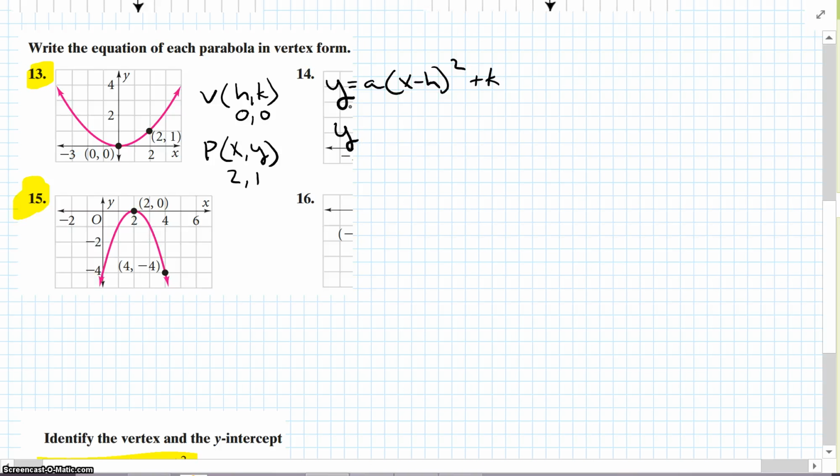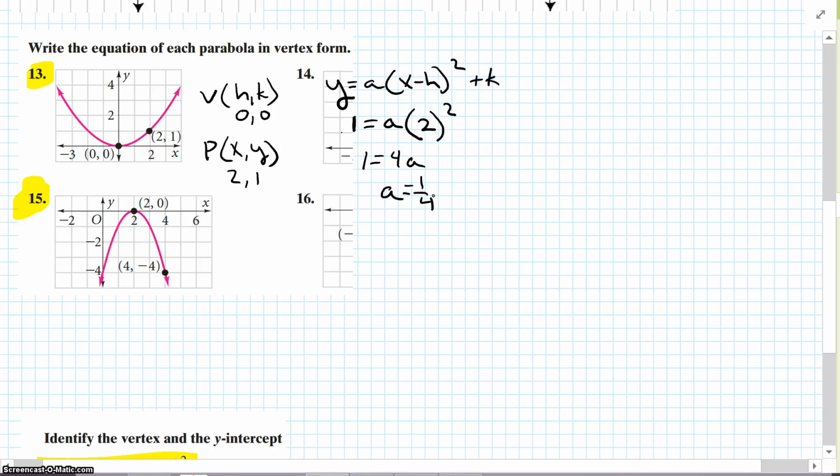So y is going to be 1. So 1 is going to be equal to a times our x value is 2. Our h and k are both 0, so it's going to be 2 squared. Okay, so 1 equals 4a. So a is going to equal 1 over 4.